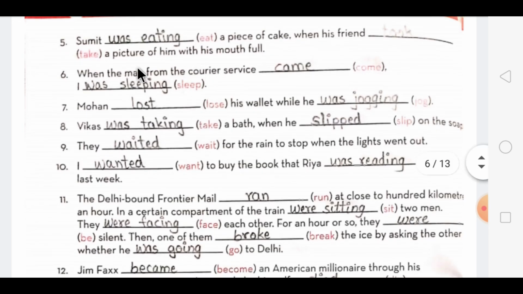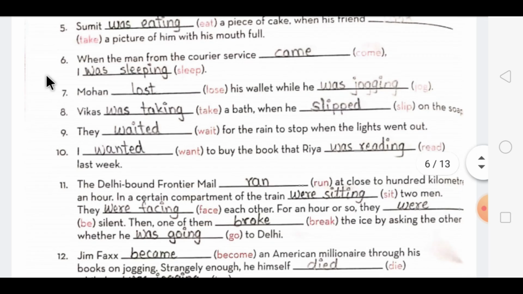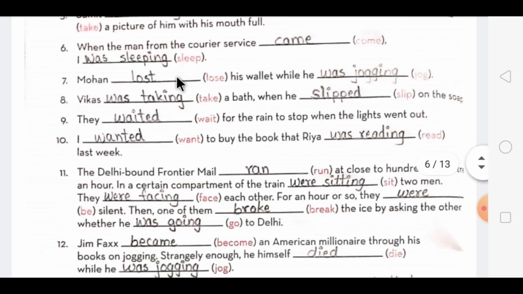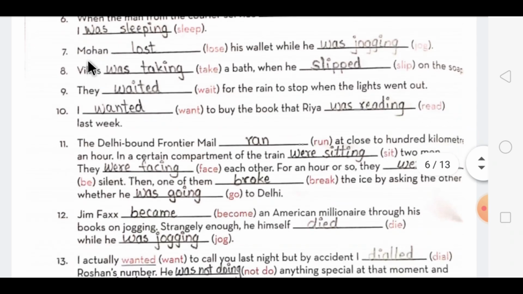so we used V2 form. Then the sixth one, when the man from the courier service came, short action, I was sleeping, means this is a longer action which is going on. Then the seventh one is Mohan lost his wallet. Again the same thing, short action. While he was jogging, the longer action is going on.